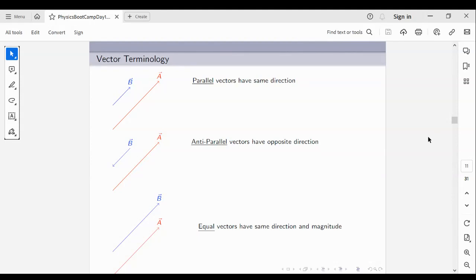Parallel vectors have the same direction. They point in the same way. Anti-parallel vectors are kind of like parallel vectors, but they're the exact opposite. Equal vectors have same direction and magnitude. Same length, same direction.